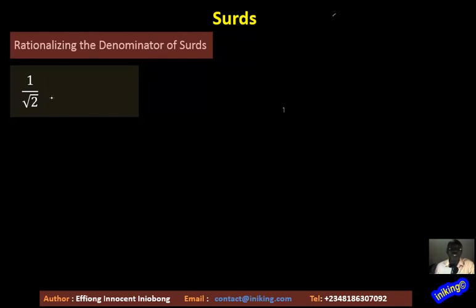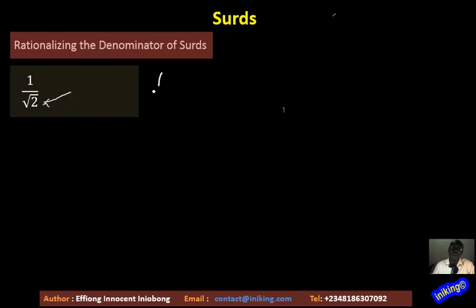An expression like this is not always permitted in mathematics. Why? You can see here that the denominator is an irrational number, root 2. We prefer to make sure that the denominator of any expression in fractional form is a rational number. So how do I make this denominator rational?